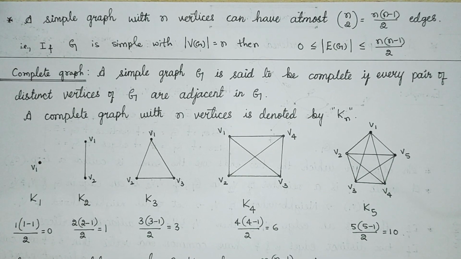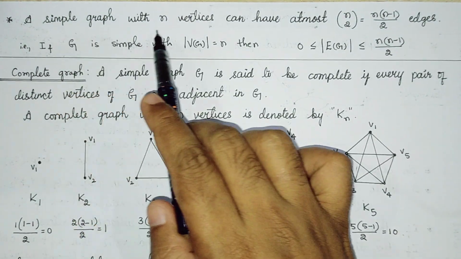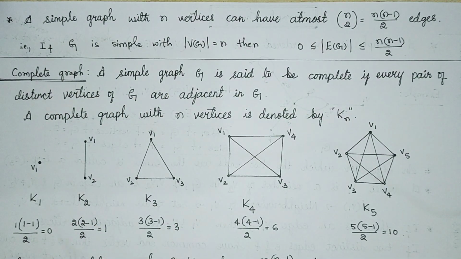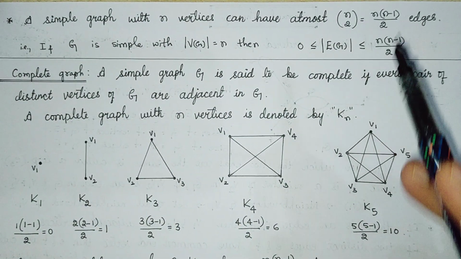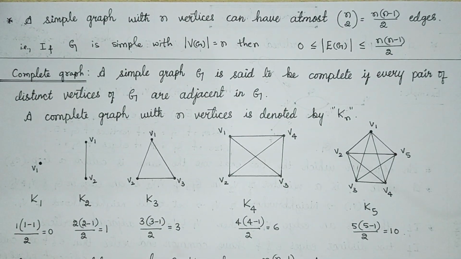Okay. So, simple graph. As we all know, a simple graph is a graph with no loops and no multiple edges, right? So if I have a simple graph with n vertices, then that graph has at most n(n-1)/2 edges.